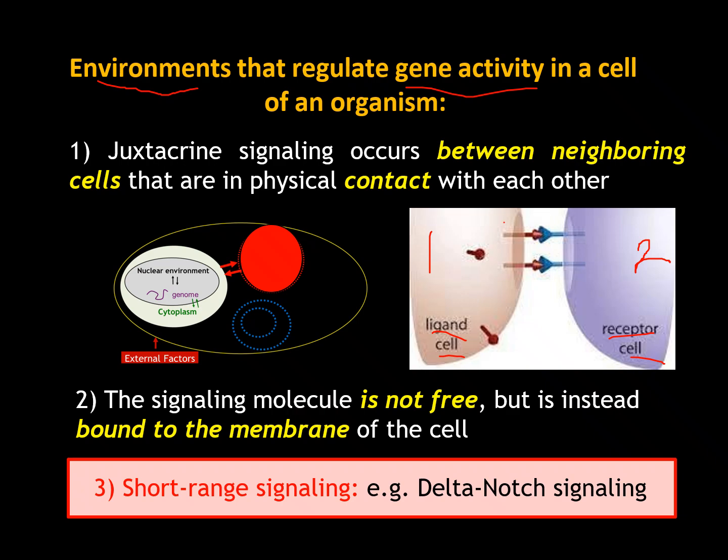This type is called juxtacrine signaling and occurs between neighboring cells, and there is physical contact. Remember, the signaling molecule is not free. It is bound to the membrane of the other cell. One example that I want you to remember is Delta and Notch signaling. Remember it's a short range signal, and Delta and Notch is found in so many functions. I'm going to cover a few of them, but there are many.